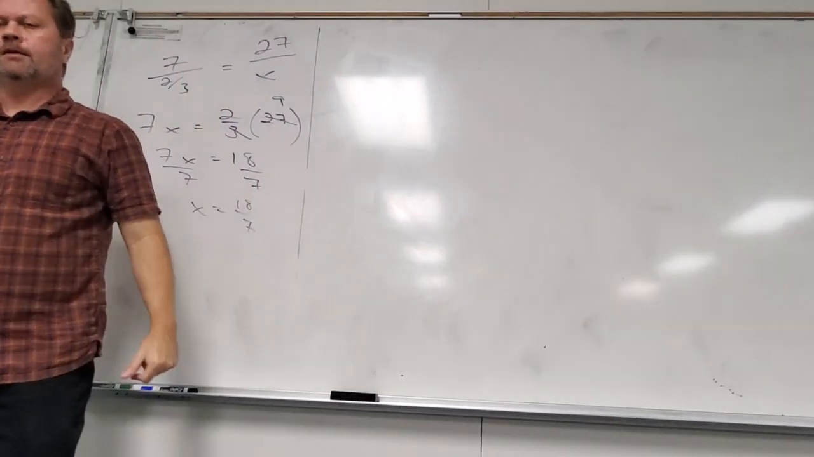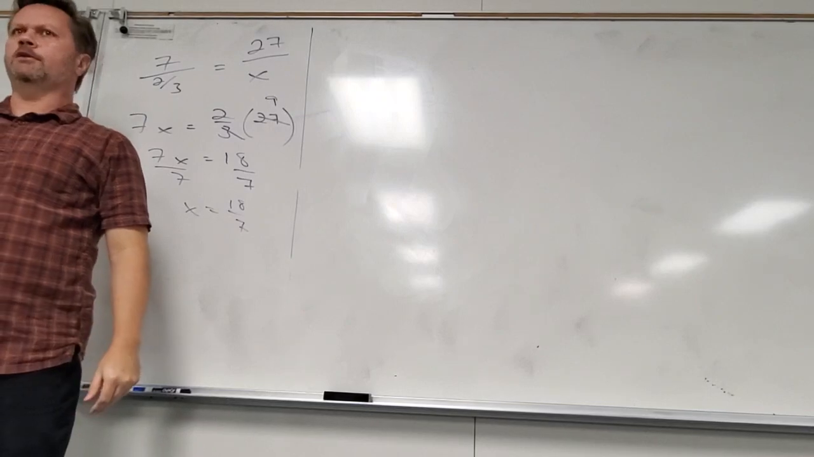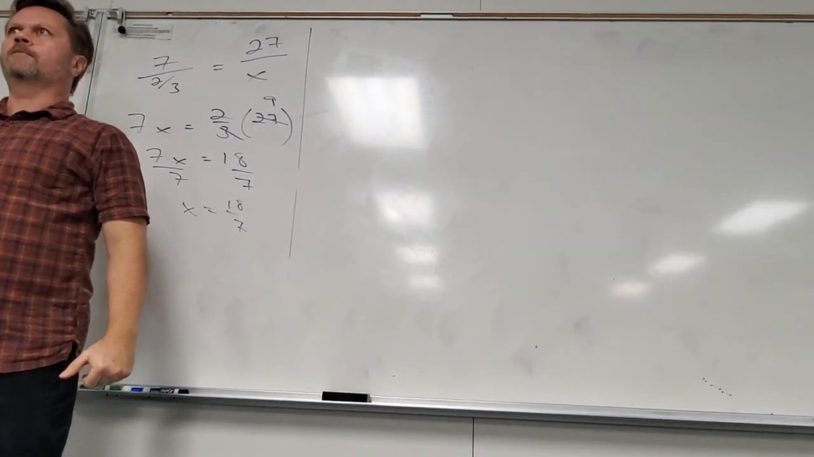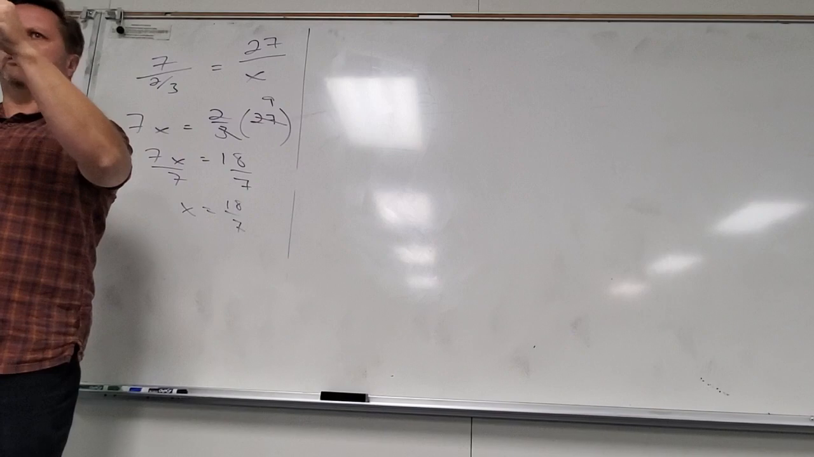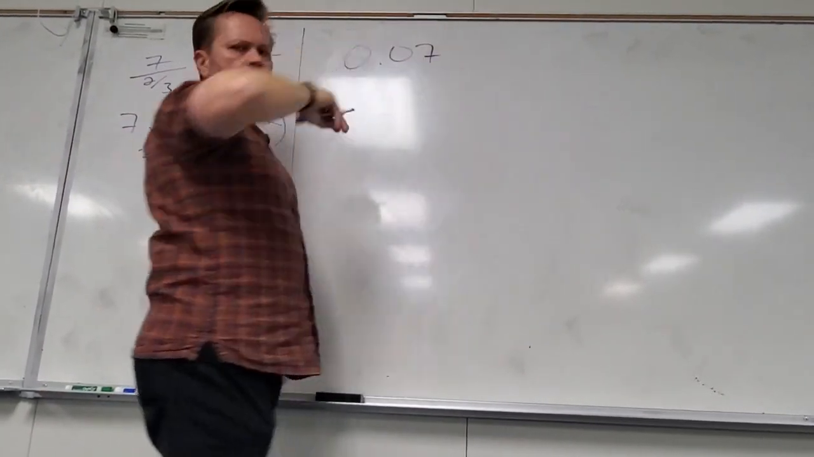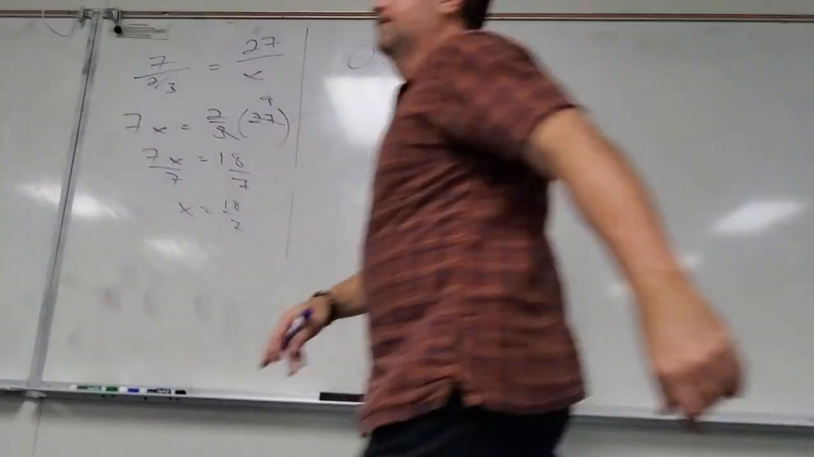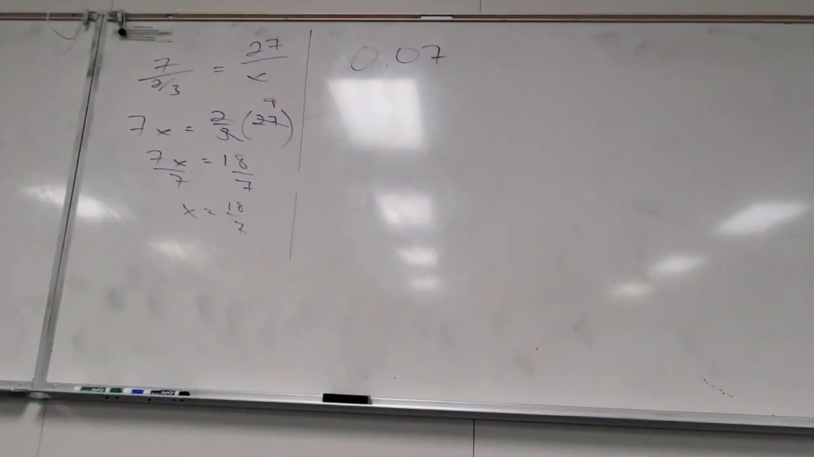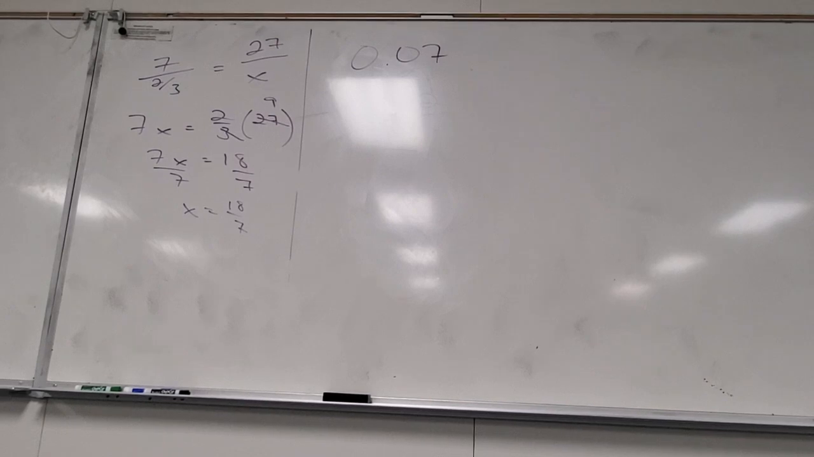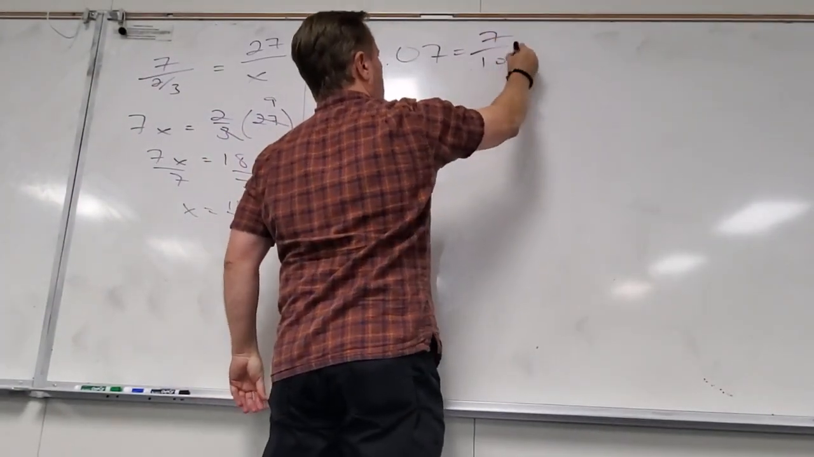So percentages. Can anybody give me an idea about how percentages interact with decimals? What's the relationship? Like if I had a decimal, let's say this, how would that become a percentage? Move the decimal to the right 2 times. Yeah, why? Because it's 700ths. Beautiful, there it is. So as a fraction, this is 7 out of 100.